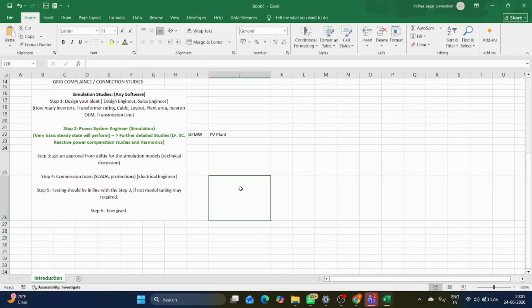They will do that. Maybe in your organization it differs. In my organization it may differ, but step two is completely for the power system engineer only. Apart from power systems, nobody can do those particular studies. Maybe a B.E. in EEE can do it, but power systems will be more advantageous. Maybe people from power electronics also have an opportunity to do that, but very few compared to power system engineers.